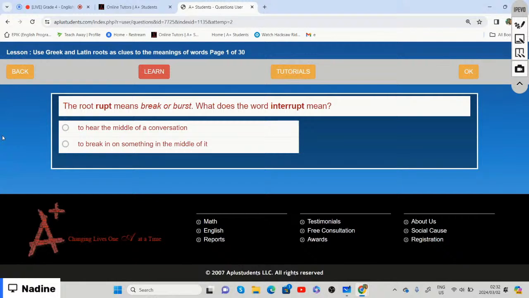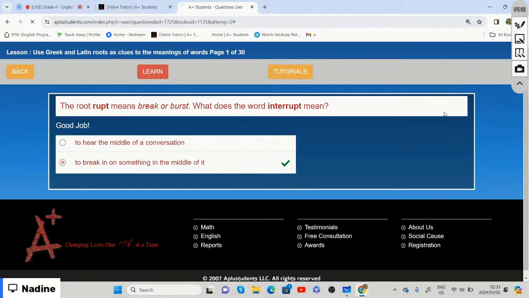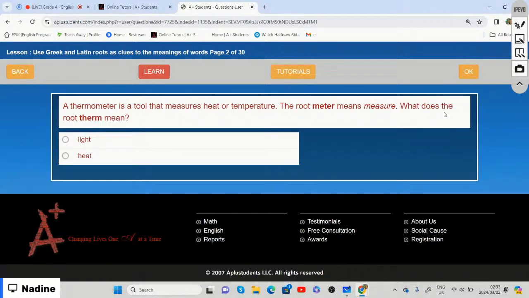All right. If we were to select what the word interrupt means, we will say interrupt means to break in on something in the middle of it. Remember, rupt means to break or burst. Now, interrupt means to break in on something in the middle of it, right? And people who interrupt are very rude. Yes, the second one is correct. Well done.